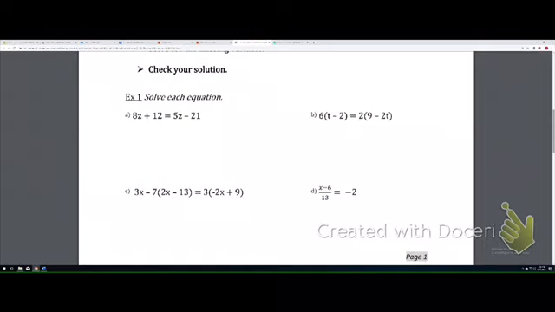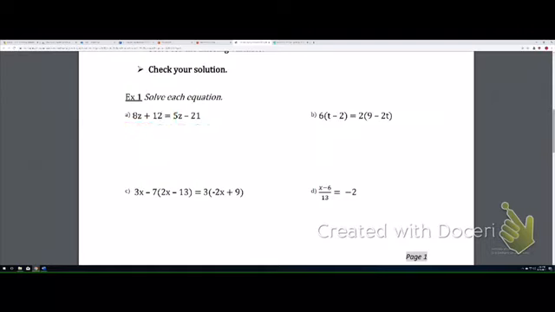Example A. What we've got here is 8z plus 12 equals 5z minus 22. The first thing you want to look to see is if you can distribute. You don't have any parentheses here, so there's nothing that you need to distribute. Next thing you want to look for is if you can combine any like terms on either side of the equal sign. On this side, we don't have any like terms, so there's nothing to worry about there.